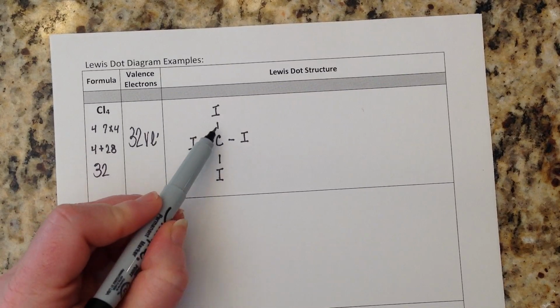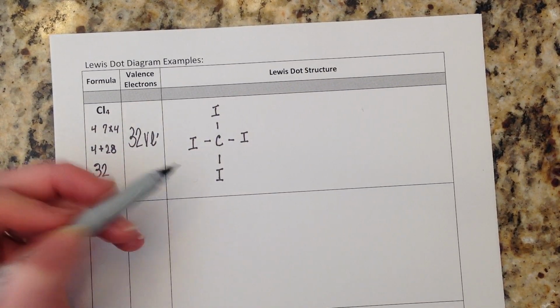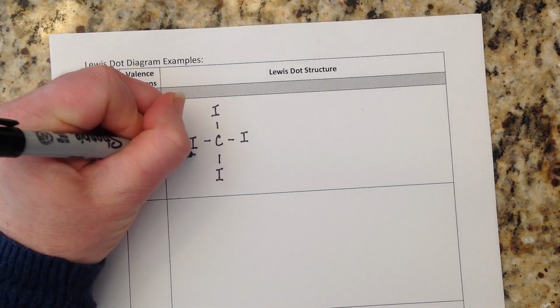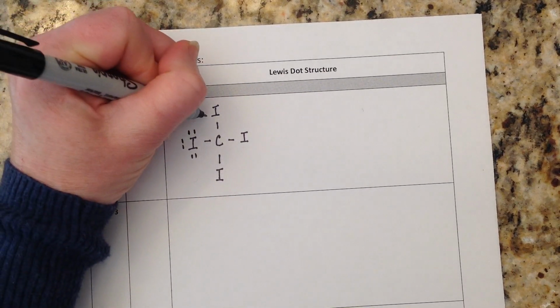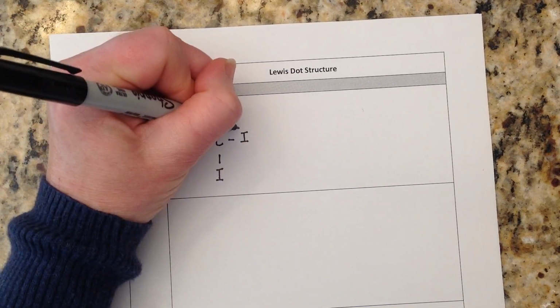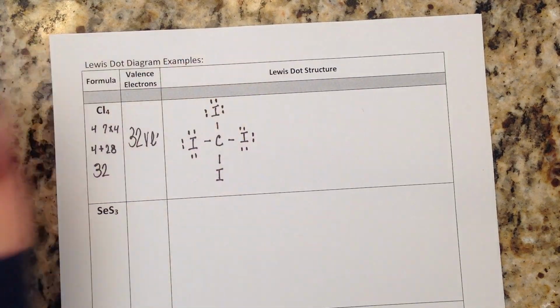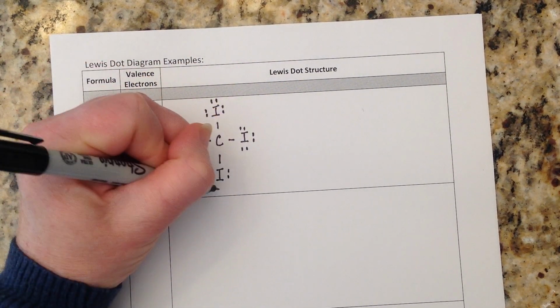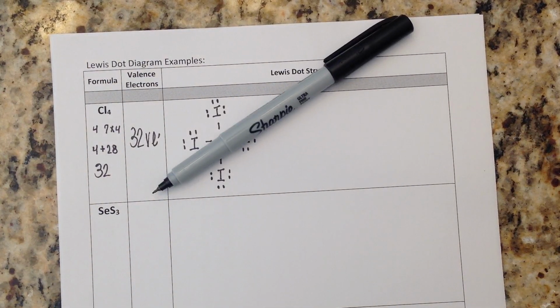So we've already used 2, 4, 6, 8. It does not matter where I start. I'm just going to start here. So we're going to pick up counting at 9, 10, 11, 12, 13, 14, 15, 16, 17, 18, 19, 20, 21, 22, 23, 24, 25, 26, 27, 28, 29, 30, 31, 32, hands off. Why hands off? Because I just used every single one of those 32 electrons.